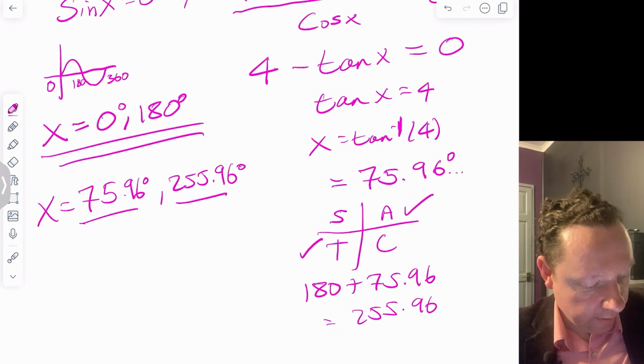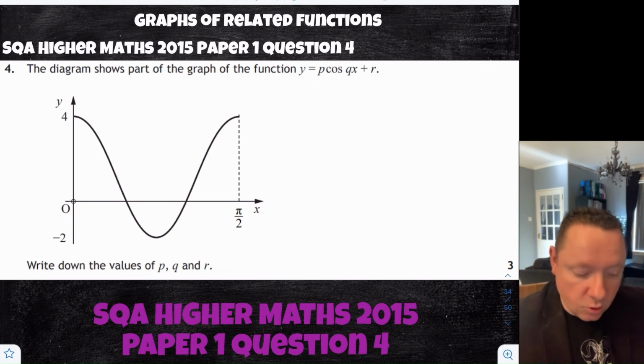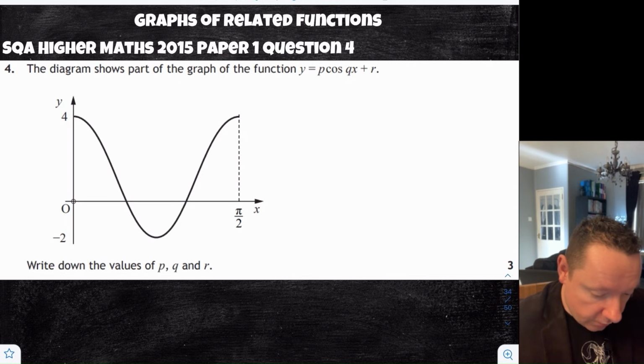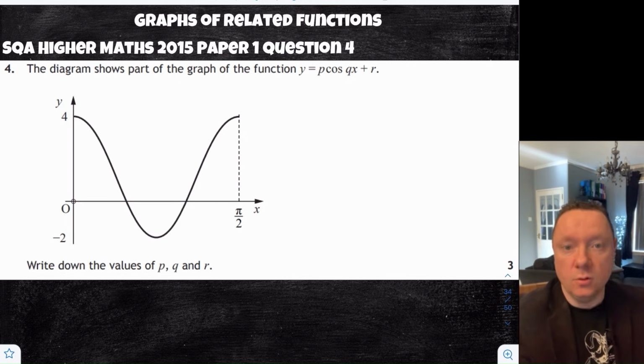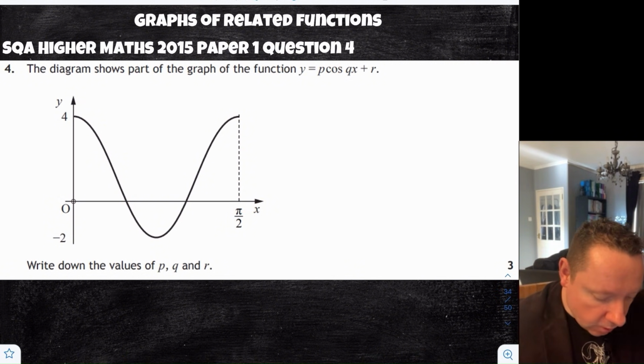Okay, we're done there. So for related functions, SQA Higher Maths 2015, paper 1, question 4. The diagram shows the graph of the function y equals p cos qx plus r. So it's a trig graph. Write down the values of p, q, and r.